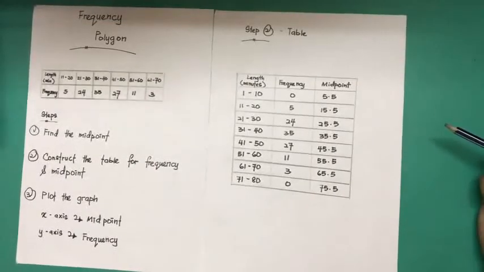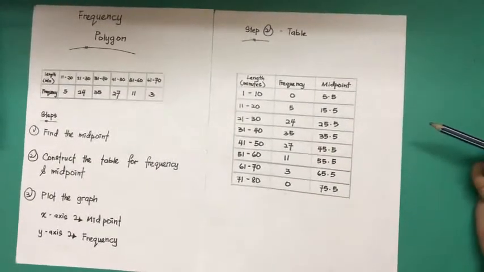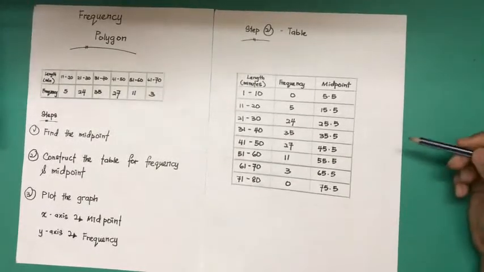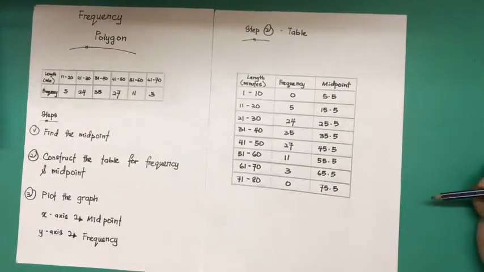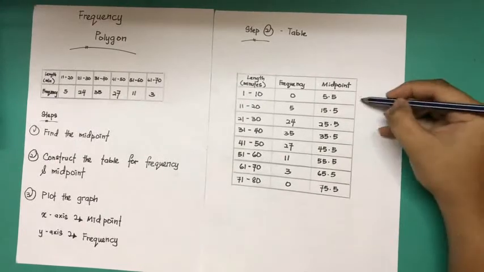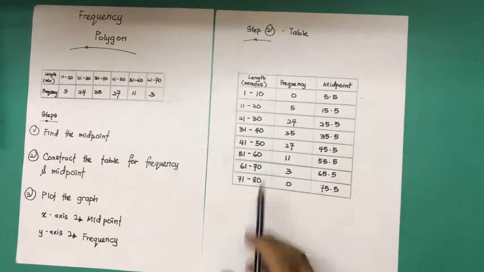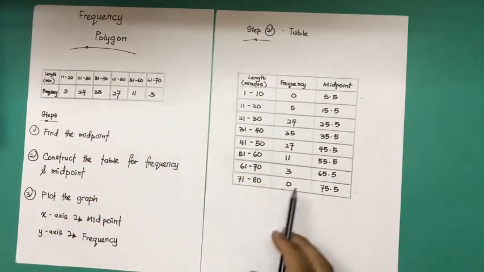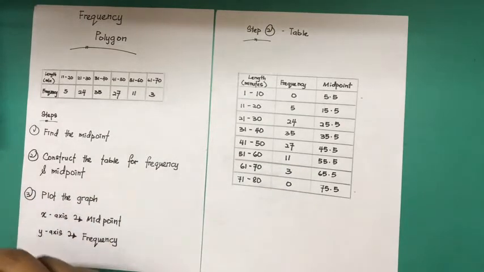The second step is constructing the table. For frequency polygon, you must remember that the graph starts from 0 and it will end at 0. So, you must add 2 more rows for this table. You can refer the frequency to the question given, and the midpoint will be taken from the first step that we have done.